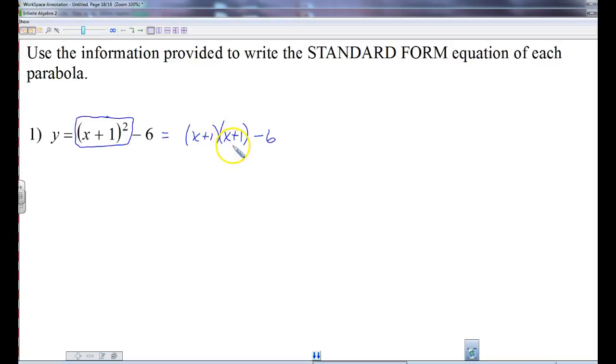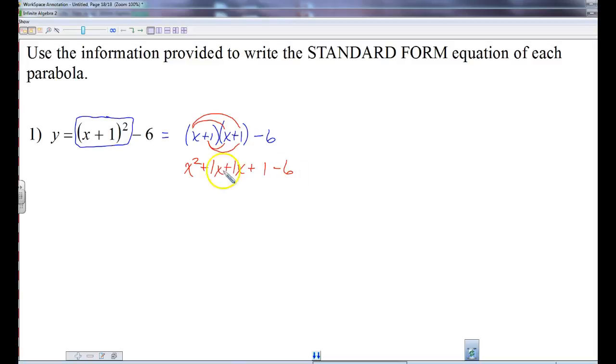Now we're going to do that thing that you've heard me call before, foiling. I've got two binomials, so I can FOIL. That means first times first. x times x is x squared. Outer times outer. x times 1 is 1x. Inner times inner, 1x, and last times last. 1 times 1 is 1.